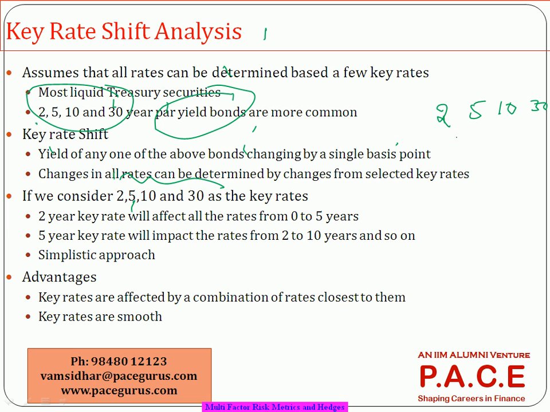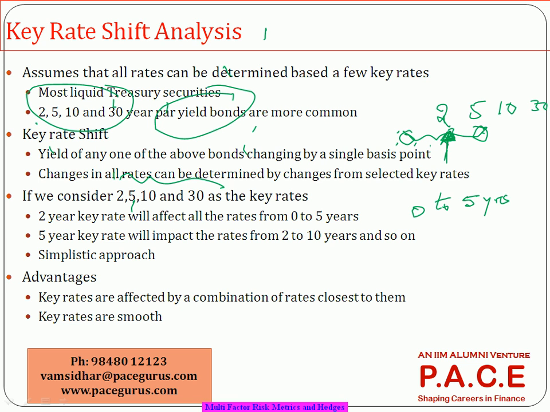So what this is saying is, if I have to see what happens if this changes, all the bonds which are having maturities between 0 to 5 years will be impacted by this rate. All the bonds which are lying between the before period and the after period, whose maturities are within that particular period, you impact all of them with this 2-year change.